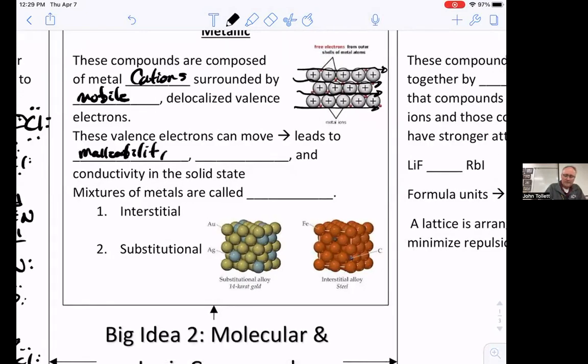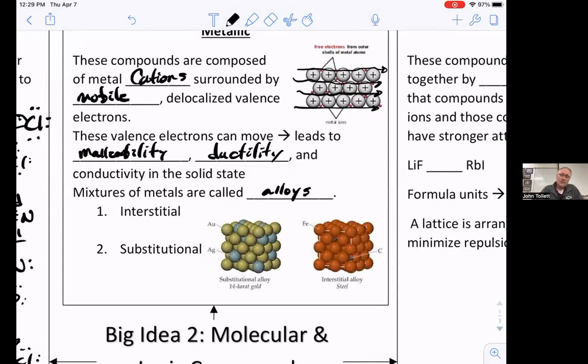So these electrons can lead to, like I just said, malleability and ductility. And if there's a mixture of these, they're actually termed alloys. So if you have, say, brass, or zinc and copper together, that would be an alloy.